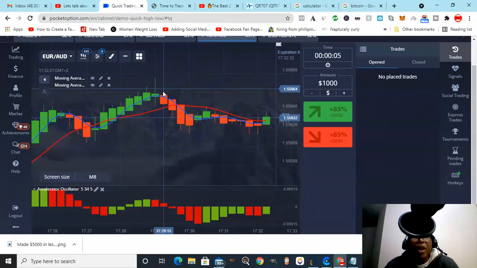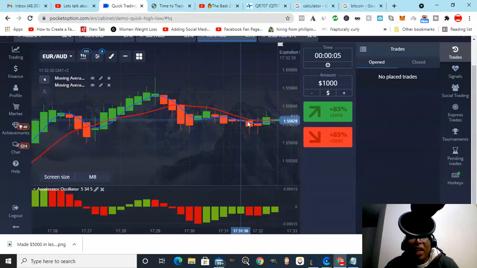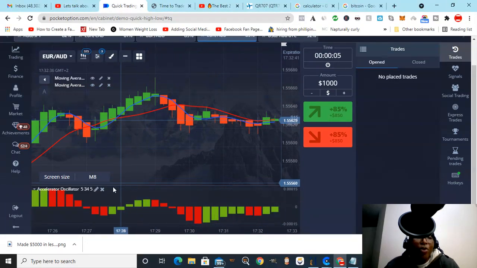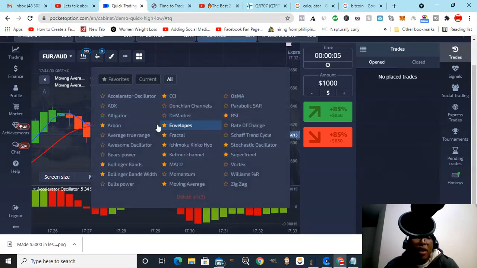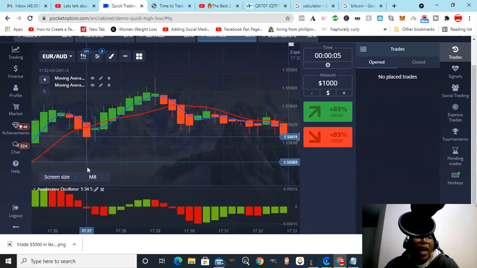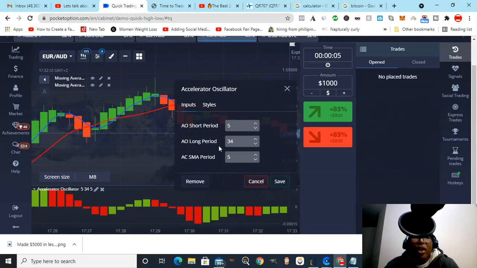Now, the main indicator here is the accelerator oscillator. You can only find this on Pocket Options. So again, you come here and you can find that. It's the first one right here, accelerator oscillator. You click that and I don't change anything. The settings are the same. The AO short period is 5. The AO long period is 34. The SC SMA period is 5. The style is up is green, down is red. Simple, okay? Just very simple.